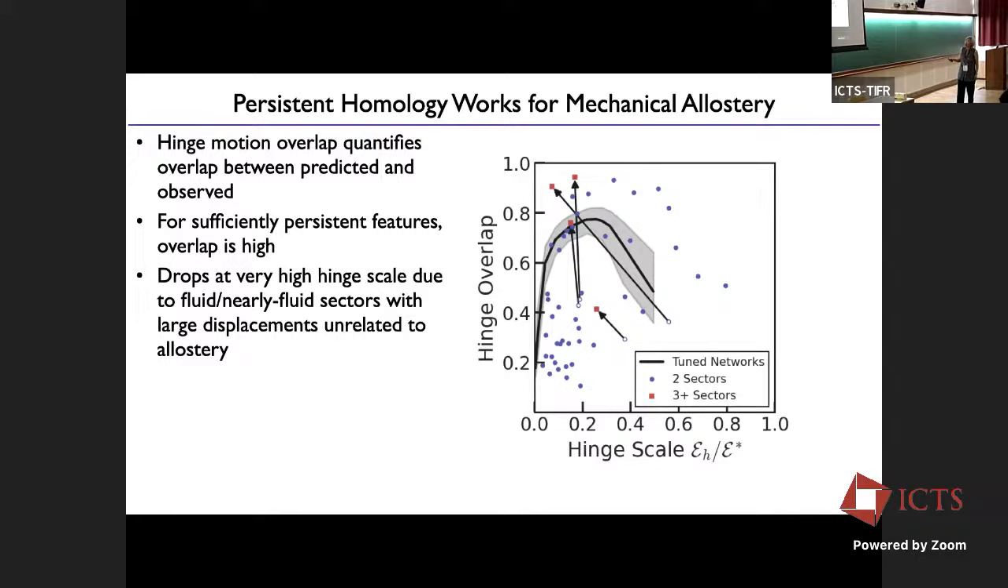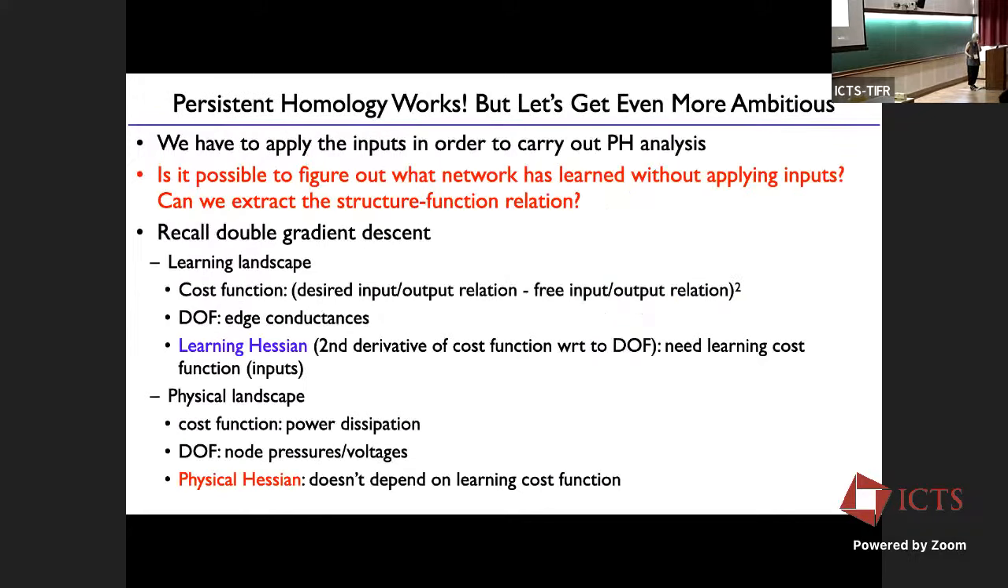Why? Because as you get up here, you start seeing these very fluid regions of the protein, which have very large displacements, but they have nothing to do with the target. They're not anywhere near the target. Okay, if you exclude those, then it actually remains high. So it actually works pretty well. So that's great. Okay, we're really happy with this.